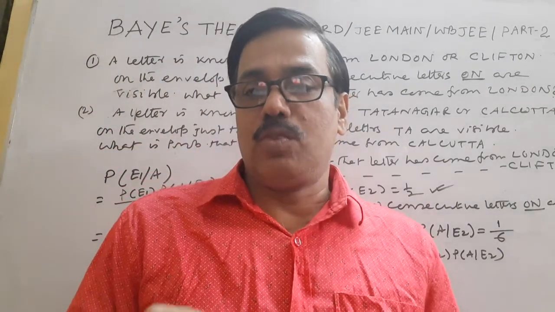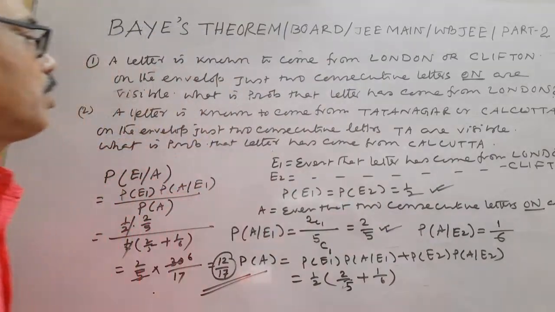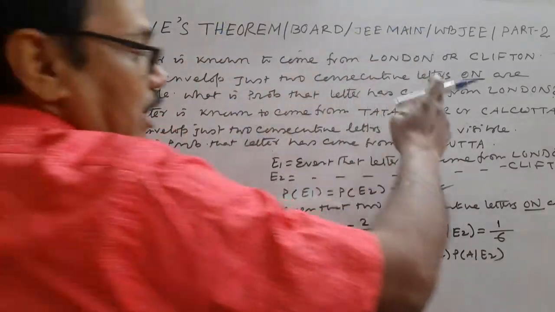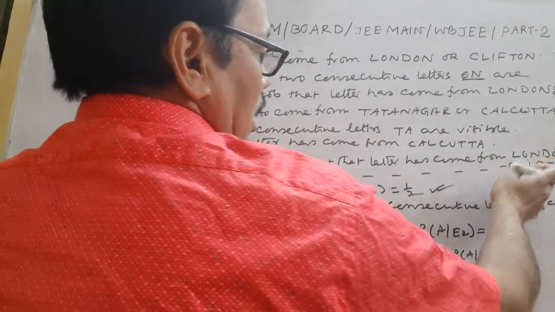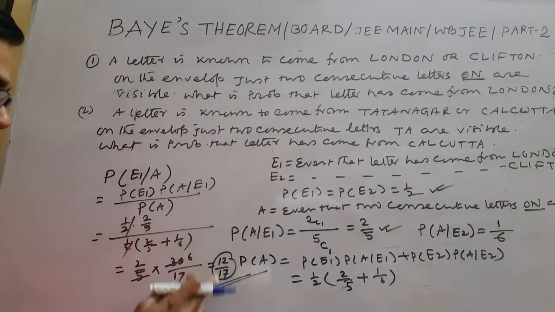Now there are only two events, E1 and E2. If it is asked what is the probability that the letter has come from Clipton, then it is 1 minus 12 by 17.